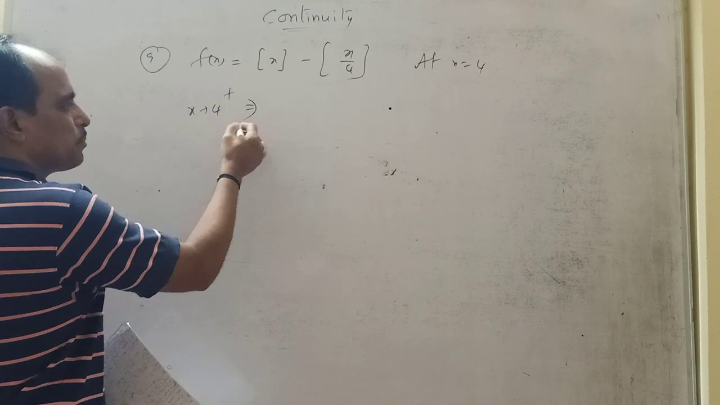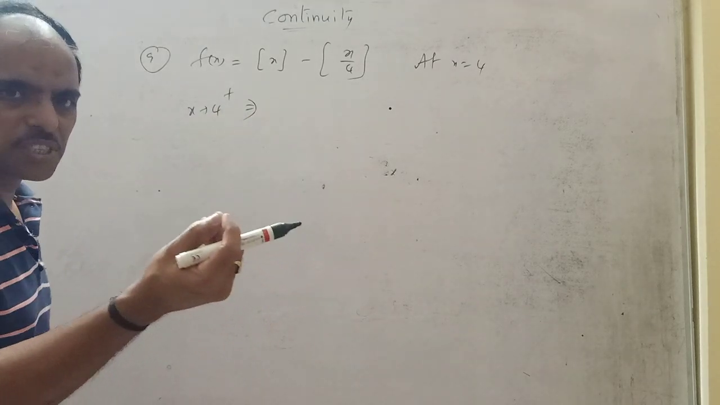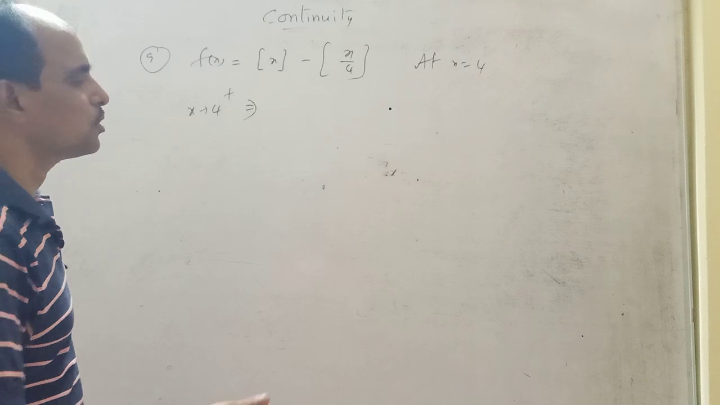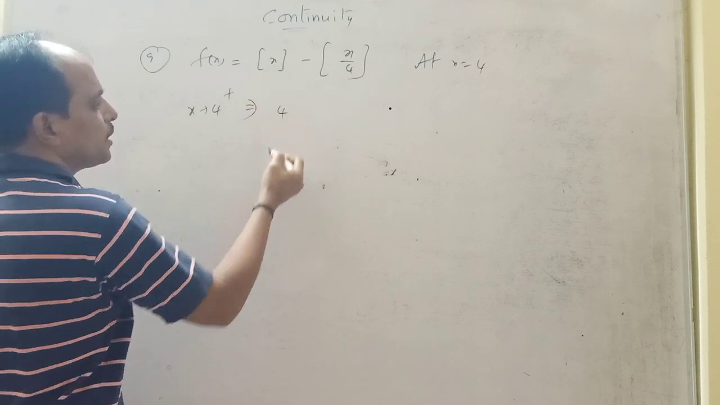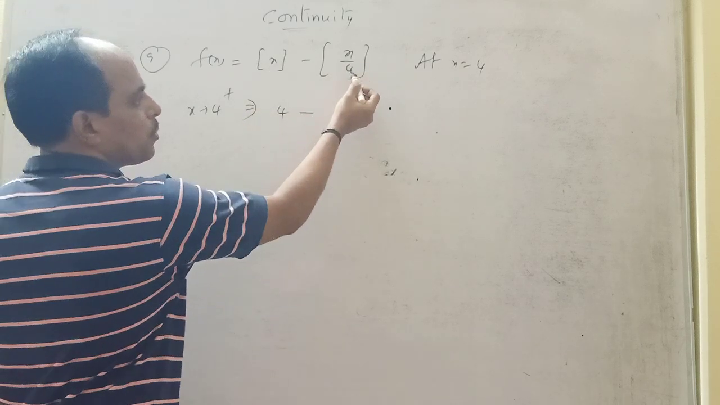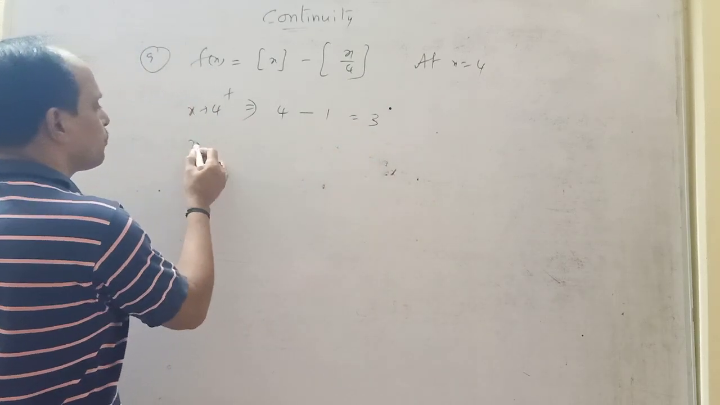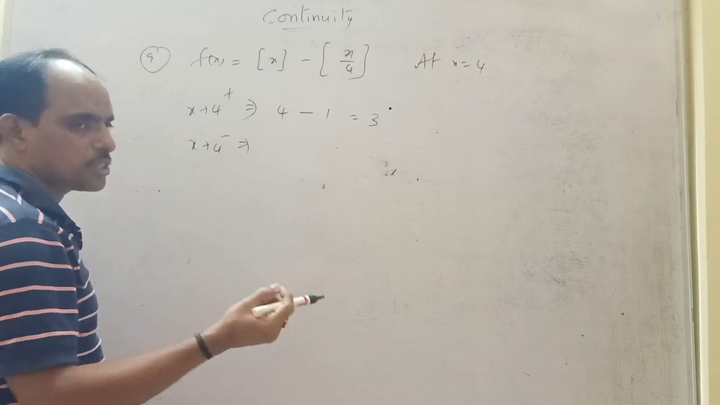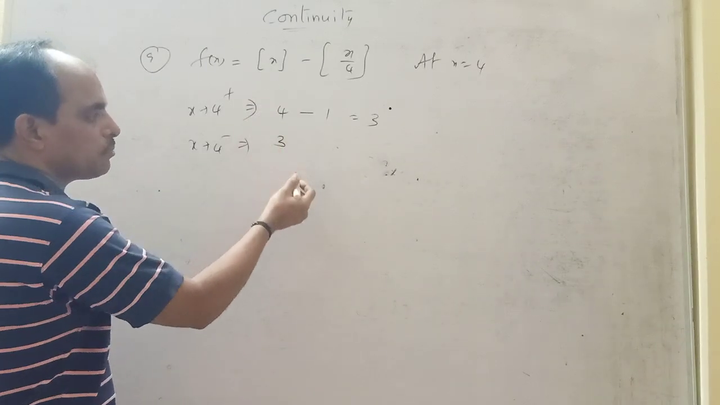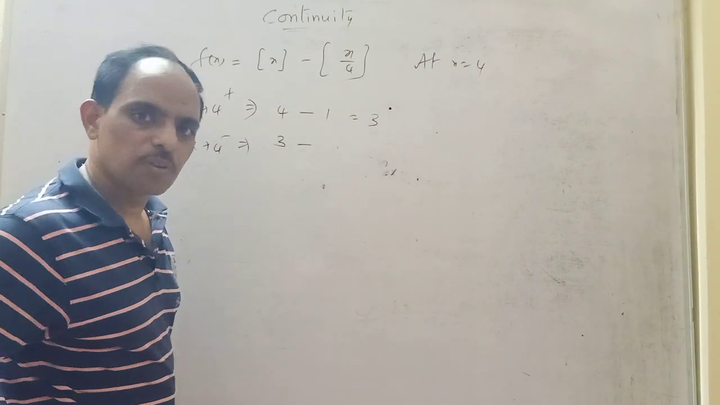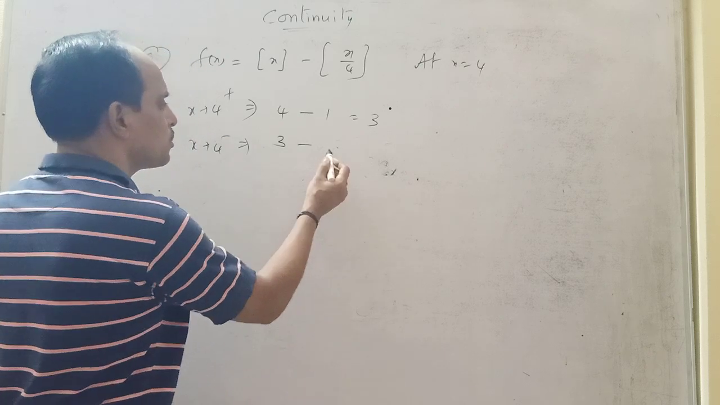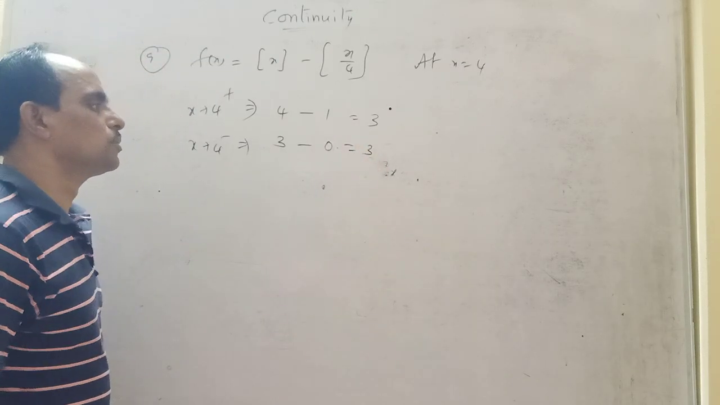At 4 plus, what happens? 4 plus means, whenever step is there, it is just a value. So 4 plus means 4.1, so step of 4.1 minus step of 4.1 by 4, which is 1 point something. Now step is 1, so it is 3. 4 minus means 3.9. Step of 3.9 means 3. 3.9 by 4 means 0 point something. Step of 0 point something is 0. That is equal to 3.